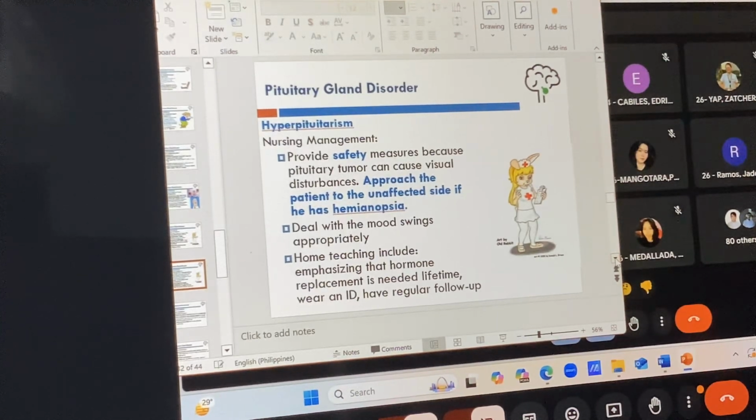Now, of course, sabi natin, because of the emotional lability, patient will have a mood swing. So, try to talk with the patient. Let the patient verbalize yung kanyang fears, yung kanyang anxiety. At least in one way or another, patient's mood swings can be relieved. So, the patient only needs somebody to talk to. And you are there to be with the patient all the time.